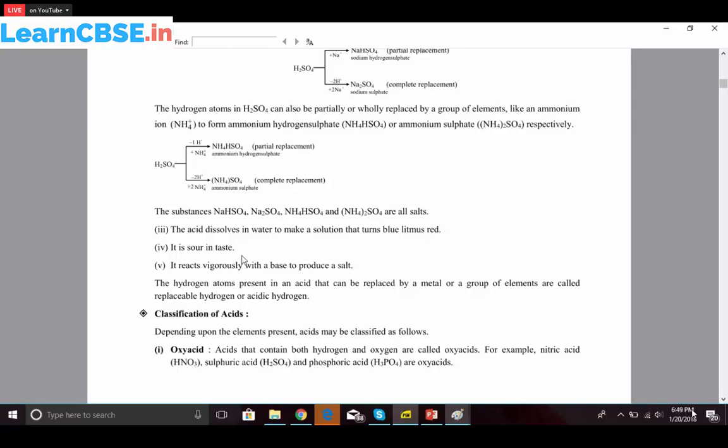Yes, we have already tasted lemon and tamarind, which are also sour in taste. It reacts vigorously with a base to produce a salt. This we call a neutralization reaction.